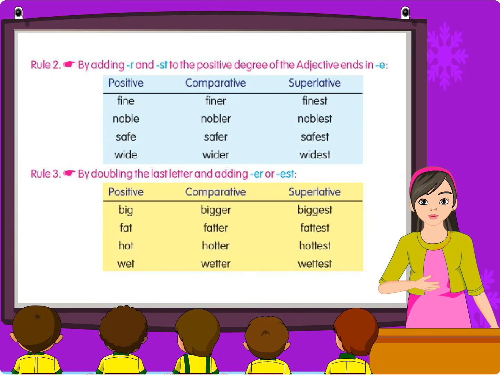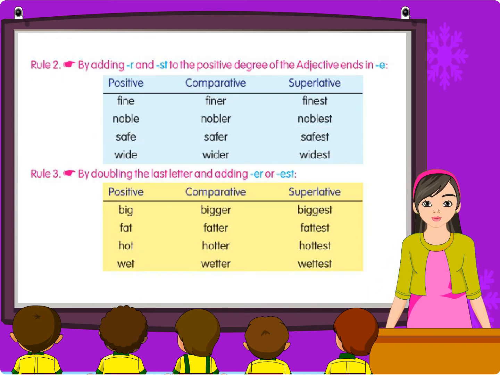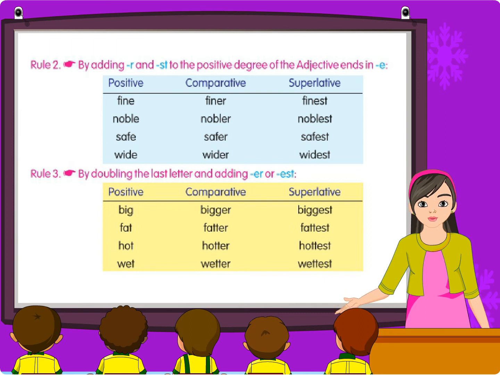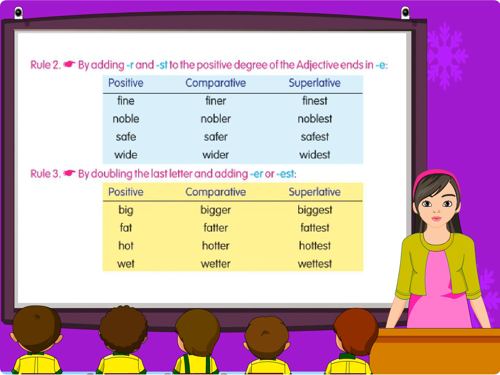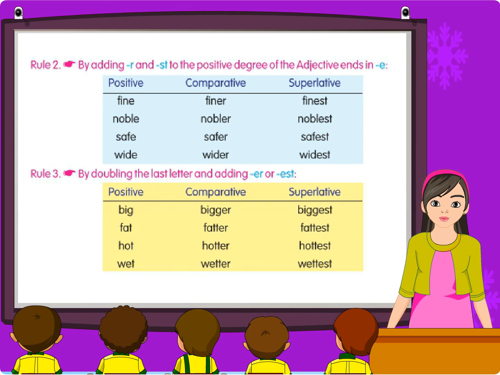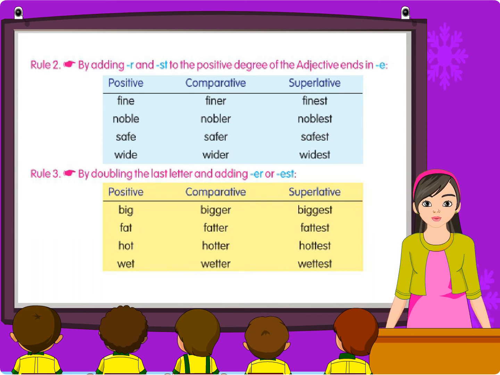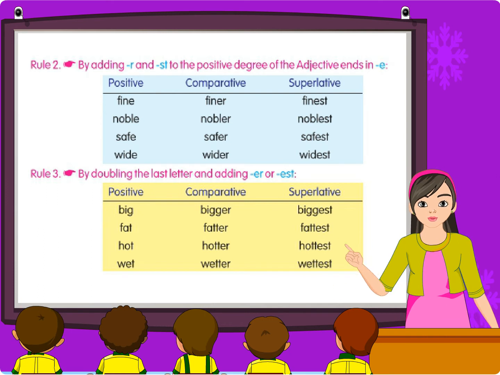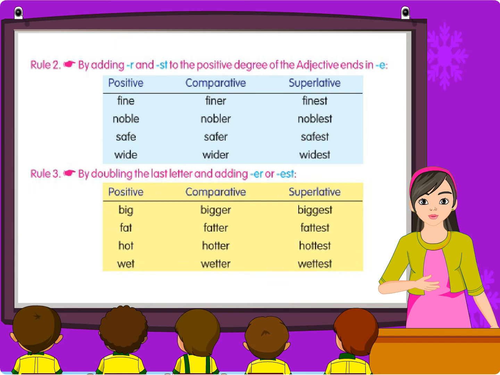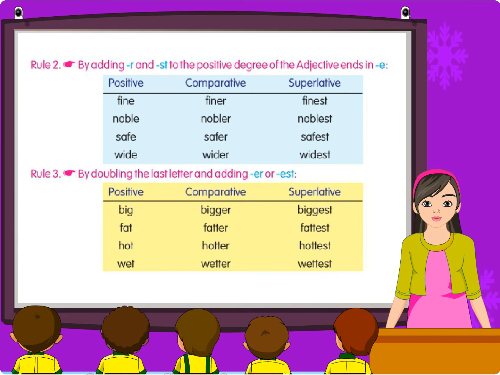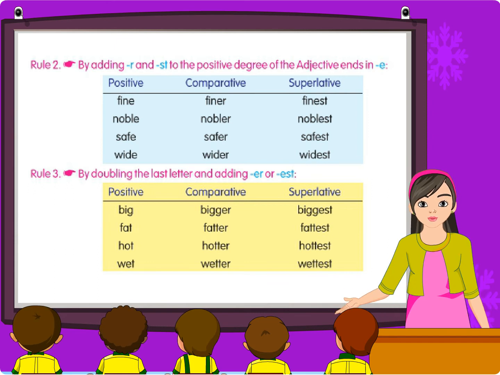Rule 2. By adding r and st to the positive degree of the adjective that ends in e. Positive, comparative, superlative. Fine, finer, finest. Noble, nobler, noblest. Safe, safer, safest. Wide, wider, widest.